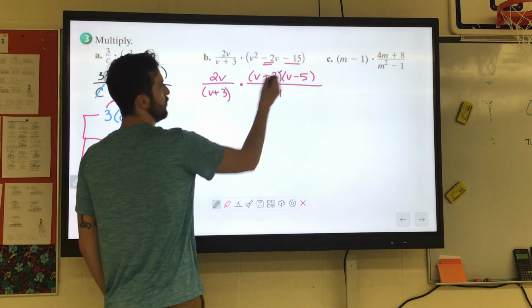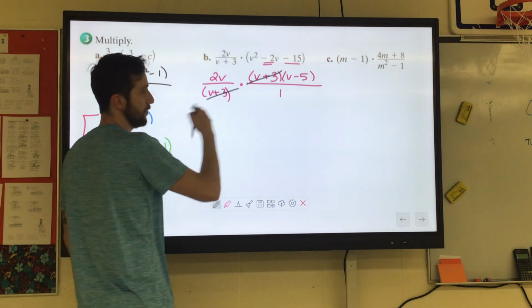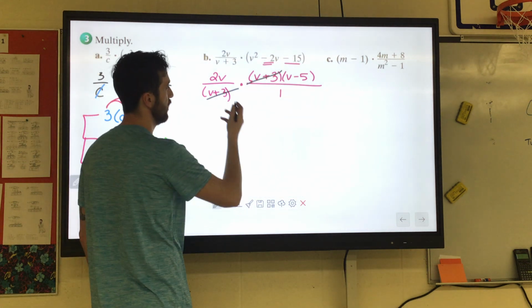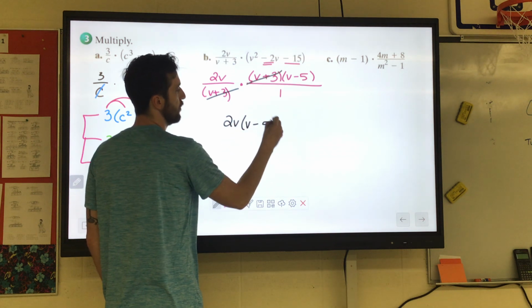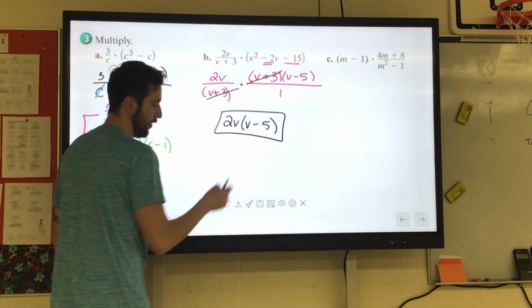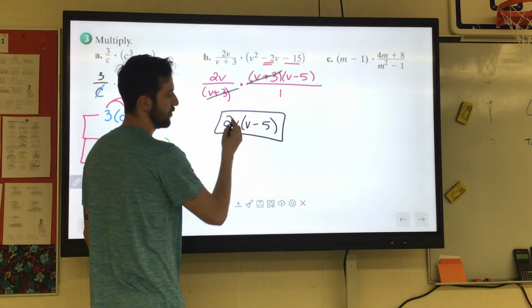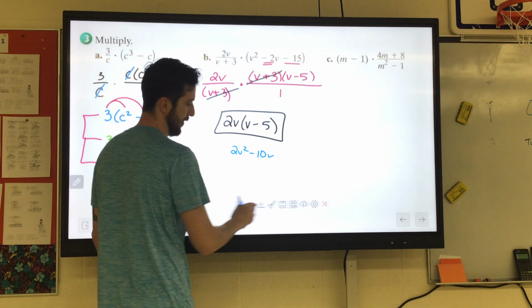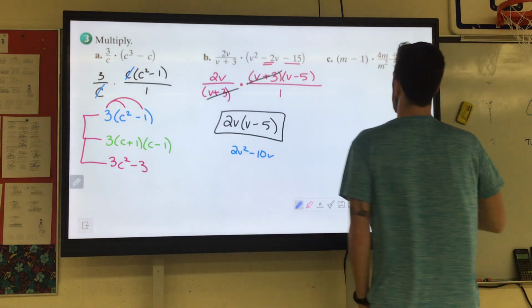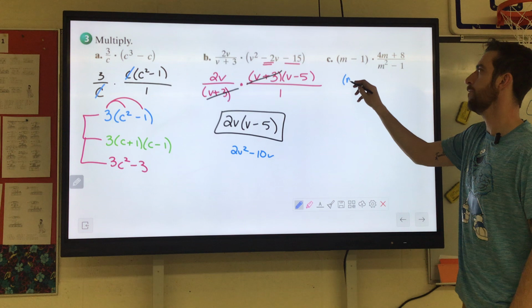Now we can get rid of the v plus 3's. Our denominator is just 1, so it'll go away. So numerator, we have 2v times v minus 5. That would be the final answer I would prefer, but if you'd like, you could certainly distribute that and make it 2v squared minus 10v as well. All right, m minus 1 over 1.